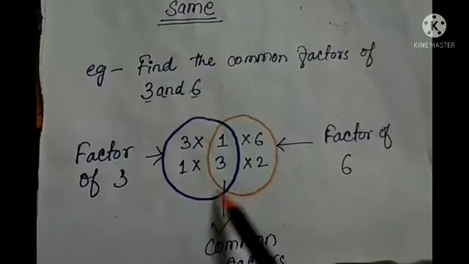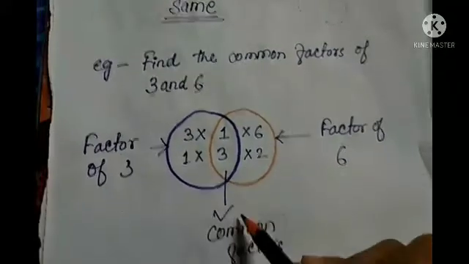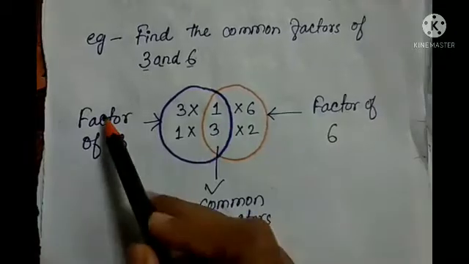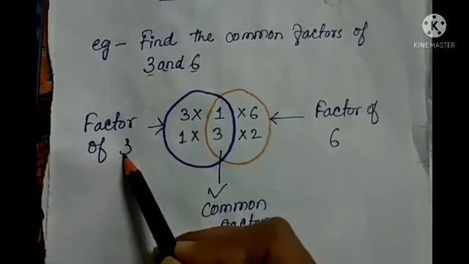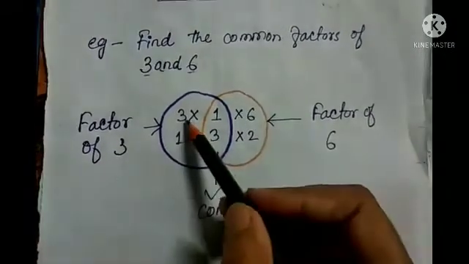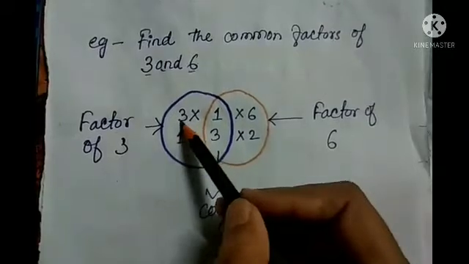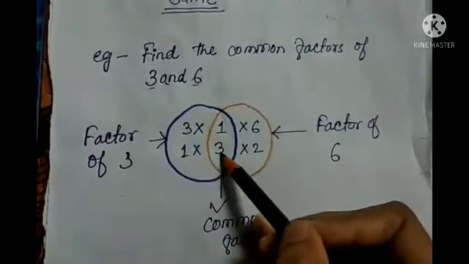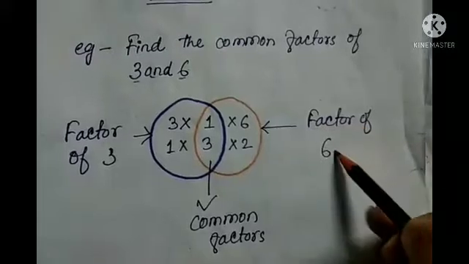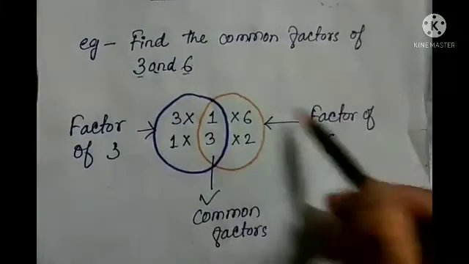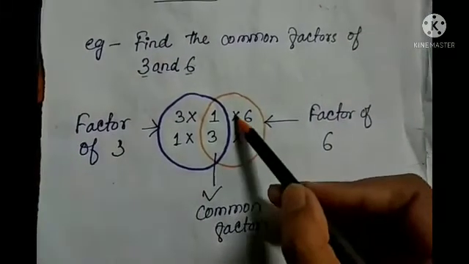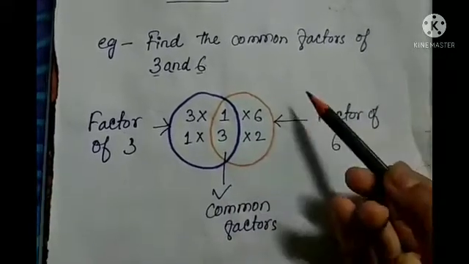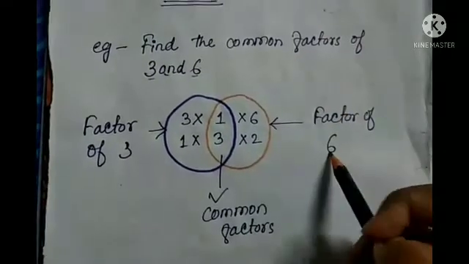Here, with the help of these circles, I am trying to explain to you. You see, this blue circle is the factors of 3. Do you know how many factors it has? Only 3 and 1. 3 into 1 is 3, 1 into 3 is 3. The factors of 6 are in this orange circle. 1 into 6 is 6, 3 into 2 is 6. So only these are the factors of 6.